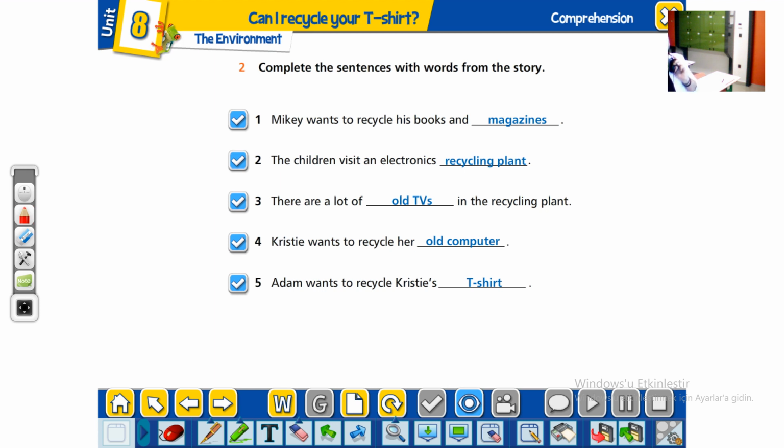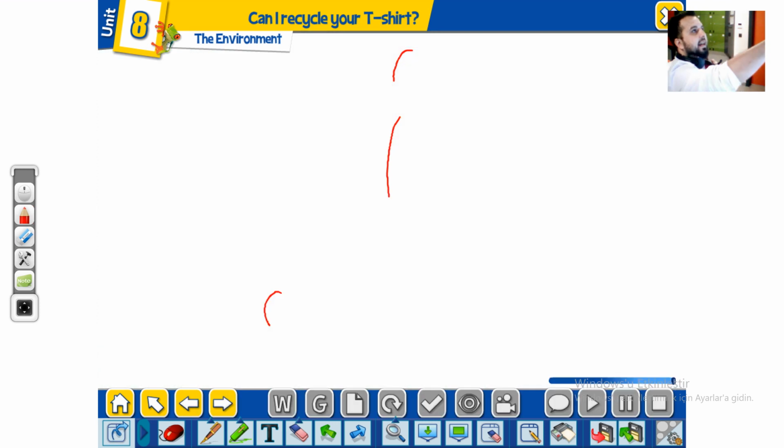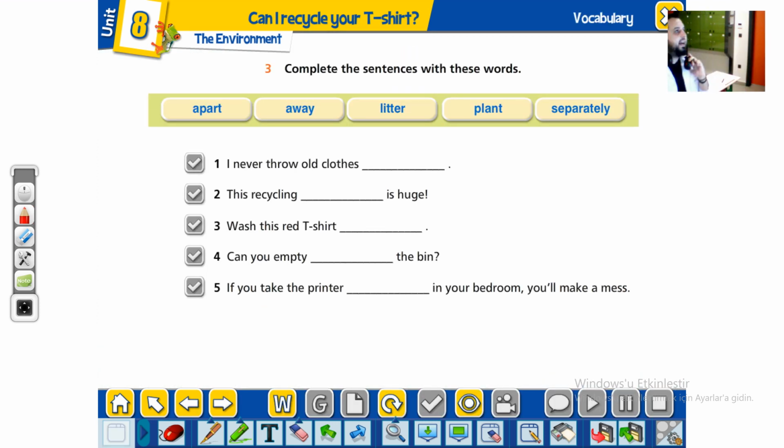Mikey wants to recycle his books and magazines, and so they went to the recycling plant. The children visit an electronics recycling plant, and there are a lot of old TVs in the recycling plant. Christy wants to recycle her old computer, and Adam wants to recycle Christie's t-shirt. I hope all of you did all the exercises through. And let's see the vocabulary part.